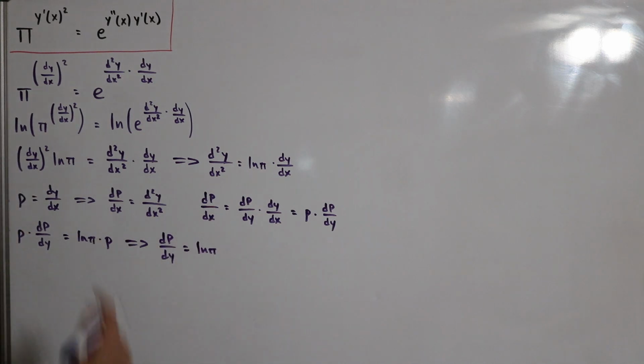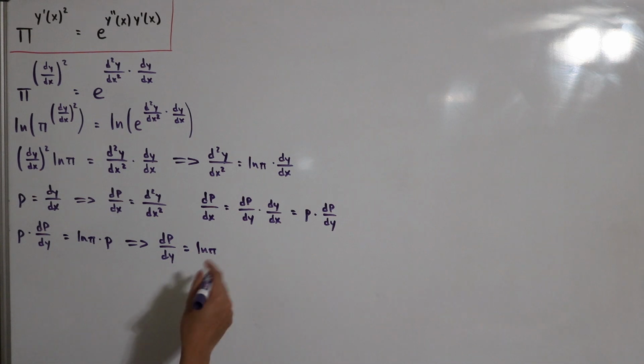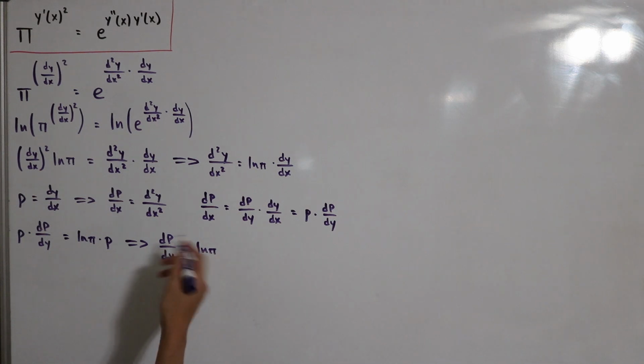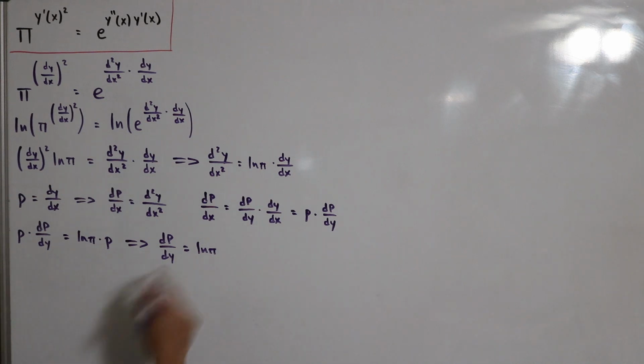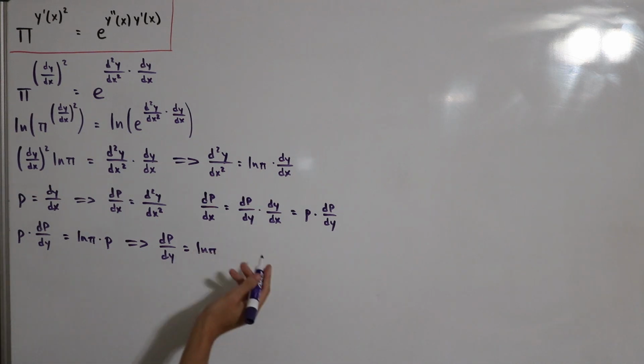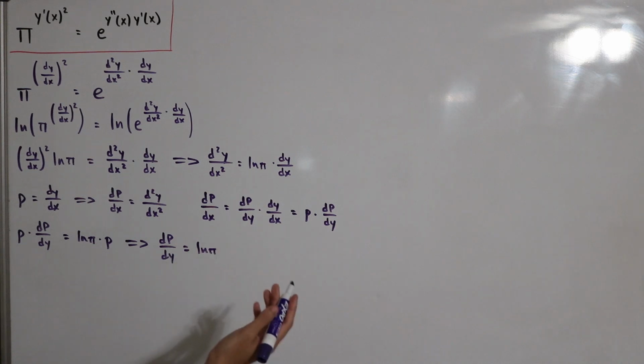So now things are simple from here because we have a separable equation. So now from here I can actually just separate our variables with respect to p and y, and then set them equal to each other. So really I can just multiply, ln of pi is just a constant, so we're not really working much with it here.